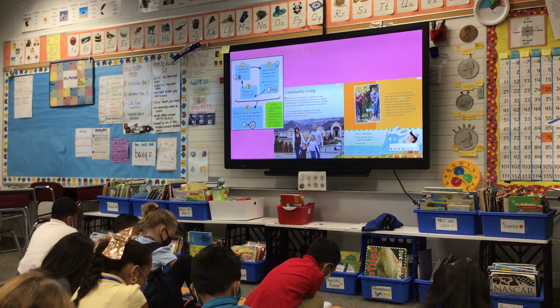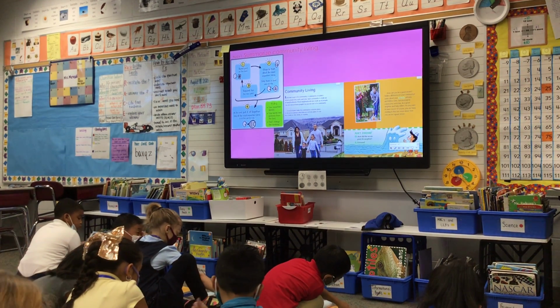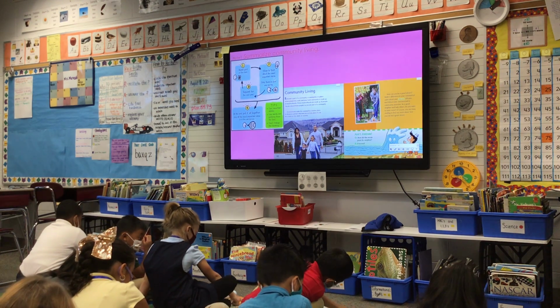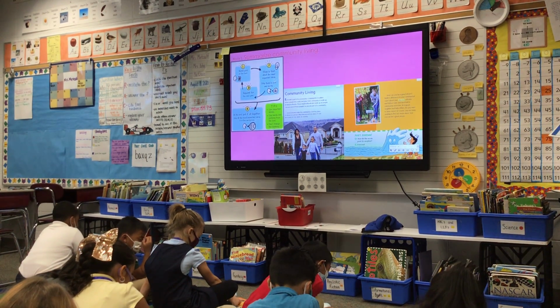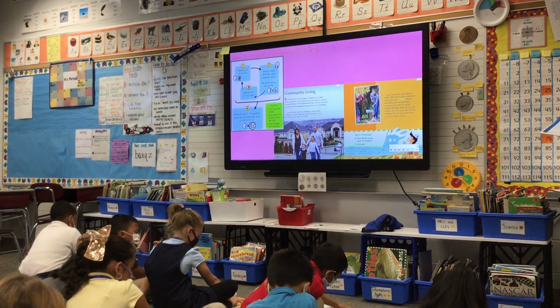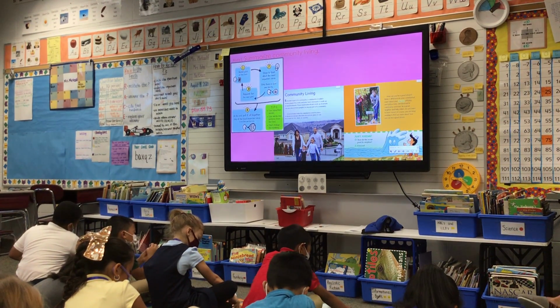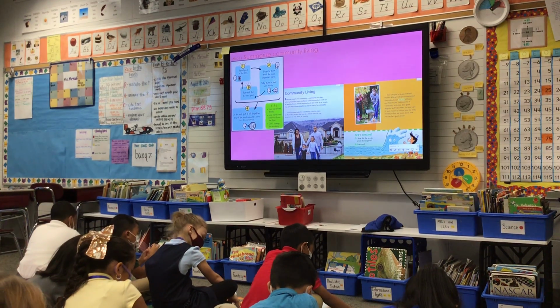Page 69. How can you be a good citizen? Make a difference in your community. Learn about your elected officials and follow rules. Get involved in community activities. Be a good neighbor and help others. Do you want to learn more? Of course you do. Keep reading to find out more about how you can be a good citizen.